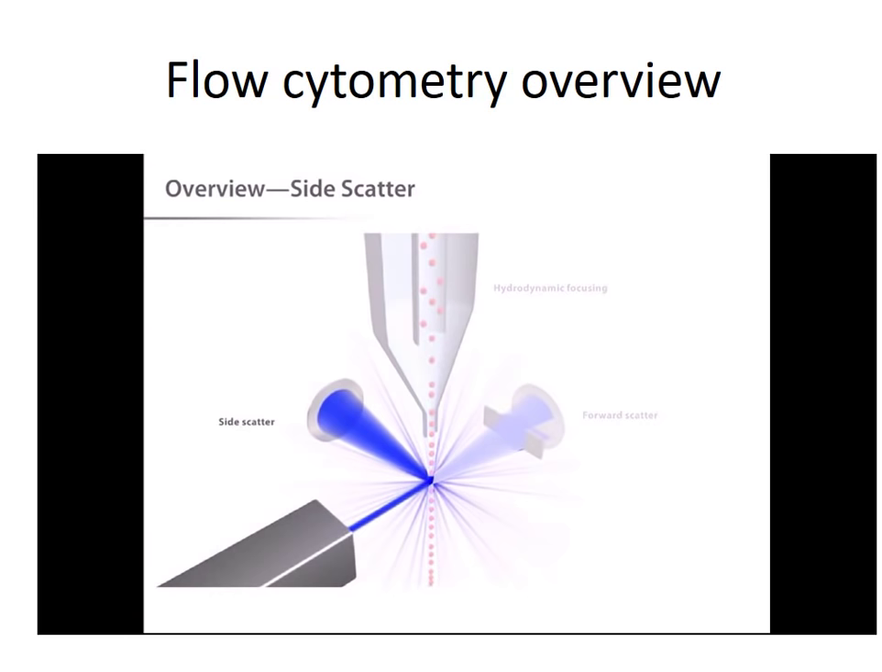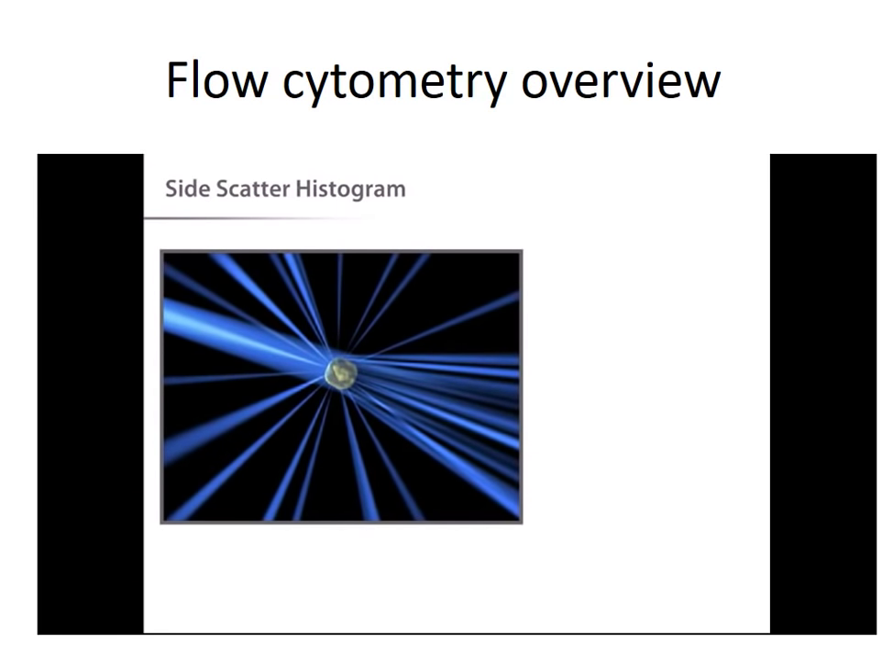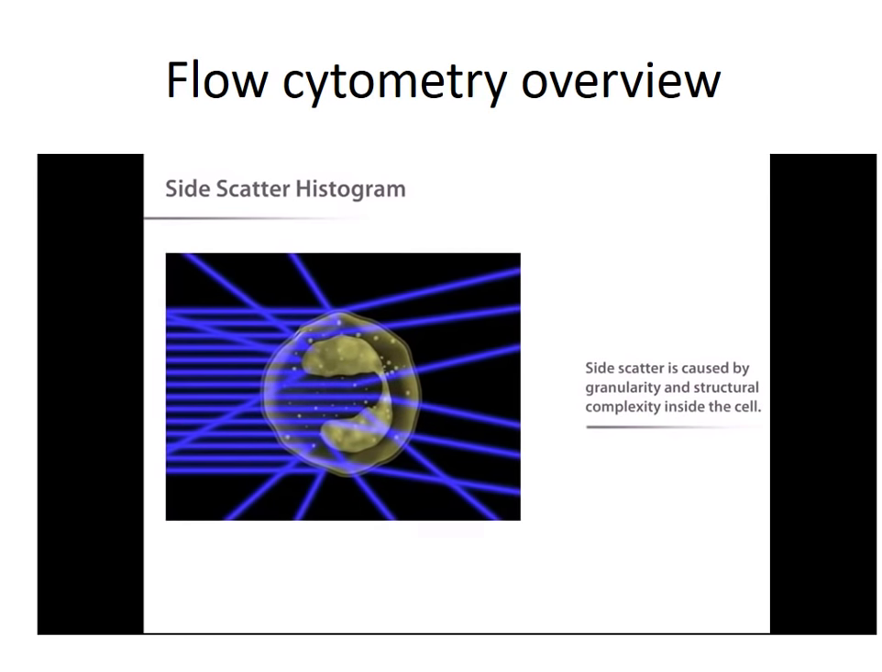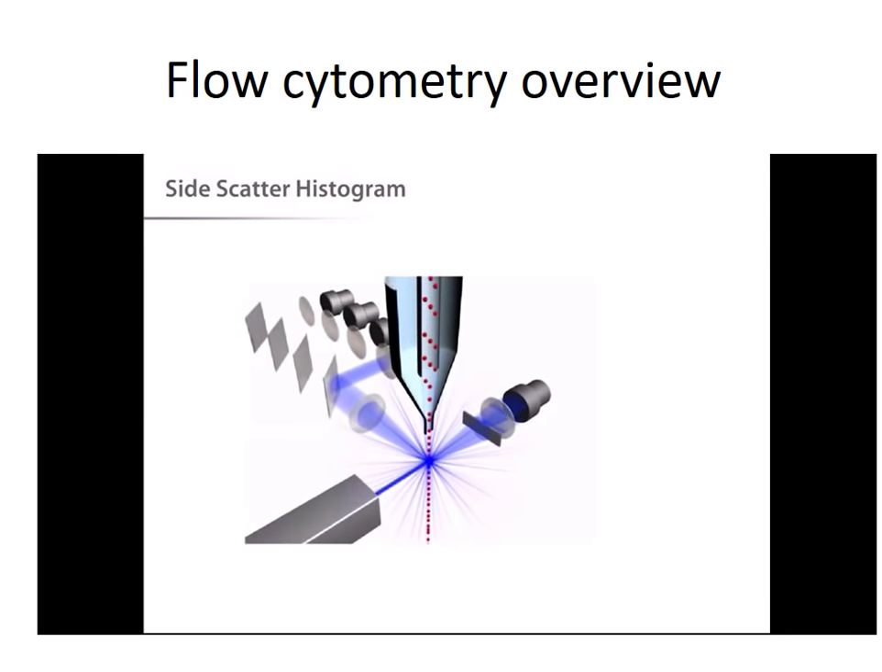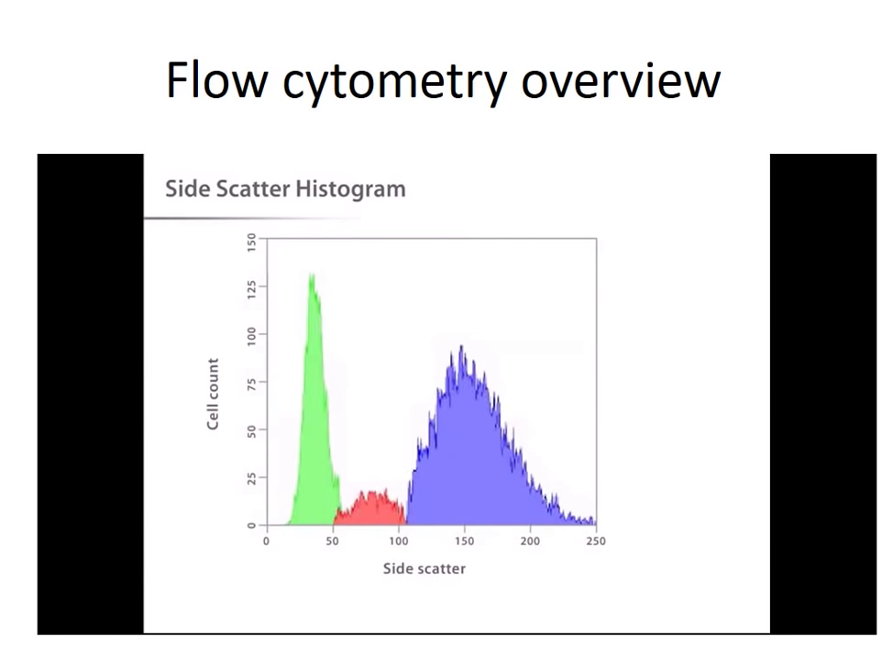Next, let's look at side scatter. As we have already seen, a cell traveling through the laser beam will scatter light at all angles. Light scattering at larger angles, for example to the side, is caused by granularity and structural complexity inside the cell. This side-scattered light is focused through a lens system and is collected by a separate detector, usually located 90 degrees from the laser's path. The signals collected by the side-scatter detector can be plotted on one-dimensional histograms, like we saw for forward scatter.